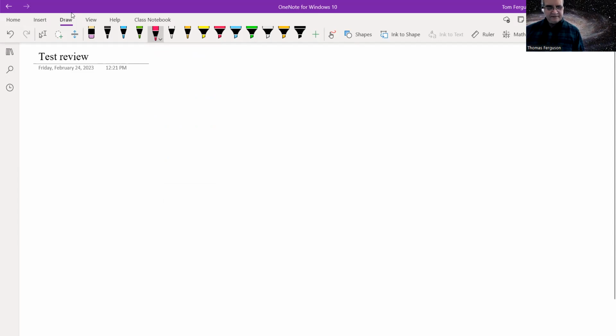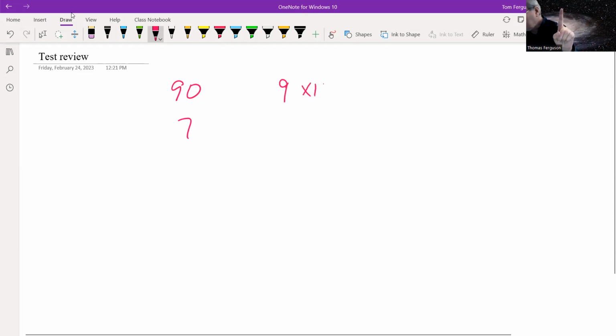Sig fig wise, these are the two that most people missed. Not a lot of people, but some people missed these. Okay, so how many sig figs does 90 have? 1. So our scientific notation number has to have 1 sig fig also. Okay, so 9 times 10 is 90.